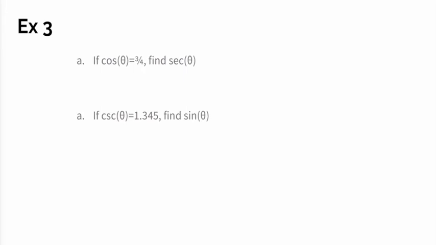If cosine theta equals 3/4, find secant theta. So secant theta equals 1 over cosine theta. So if cosine theta is 3/4, then secant theta is 1 over 3/4, which is the reciprocal, which is 4/3.